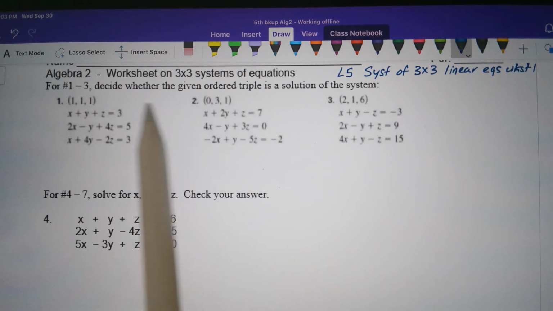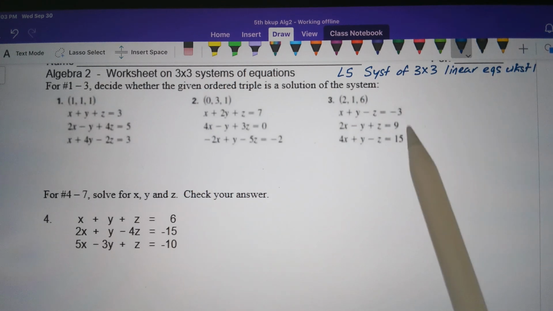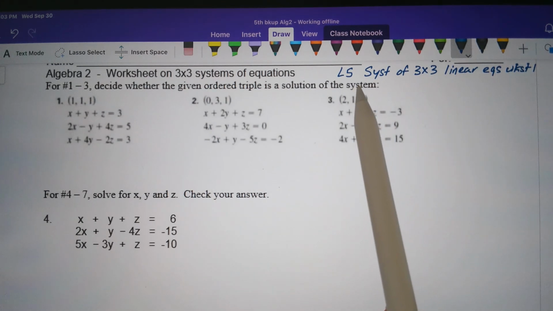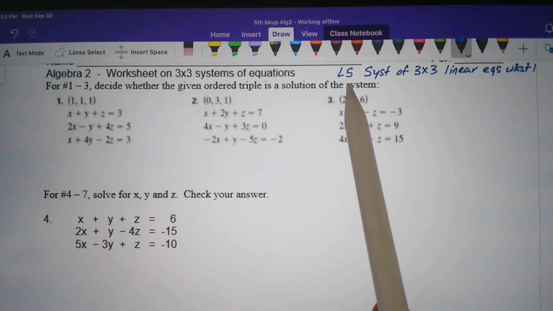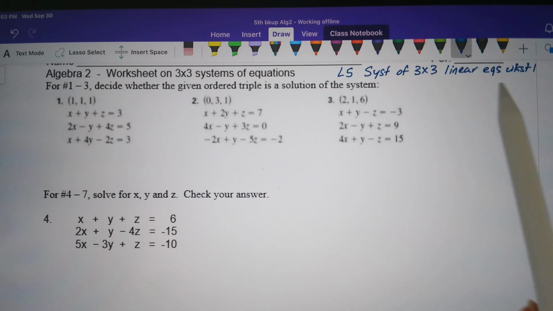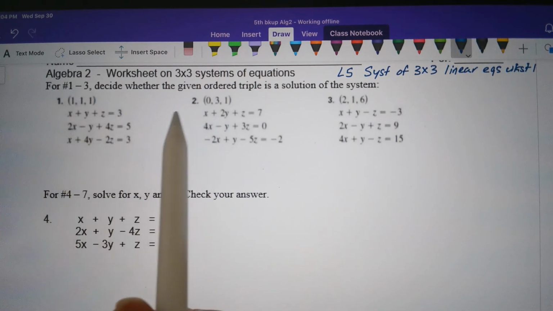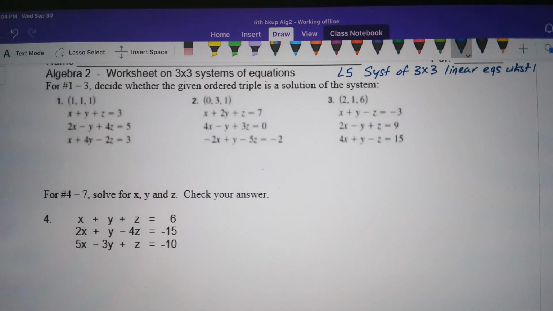Today we're going to continue with our 3x3 system of equations. This is the worksheet entitled L5 for Lesson 5 System of 3x3 Linear Equations Worksheet 1. Question numbers 1 through 3 are asking us to decide whether the given ordered triple is a solution of the system, and we're just going to do numbers 1 and 3 of this group.